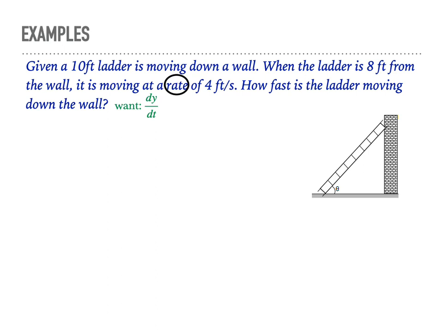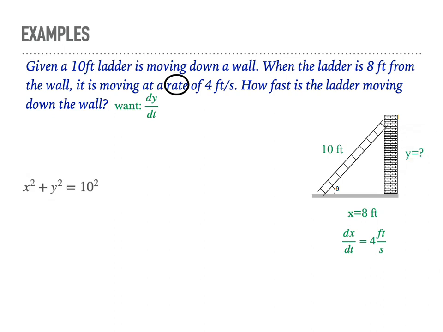So we know that the length of the ladder is 10 feet. That's never going to be changing because the length of the ladder is obviously going to stay constant. In this specific moment, the horizontal distance from the bottom of the ladder to the wall is 8 feet. And we know that the rate of change of the horizontal distance with respect to time is 4 feet per second because that's given in the problem. And we're not sure what the vertical distance is. All right, and we're trying to find dy over dt.